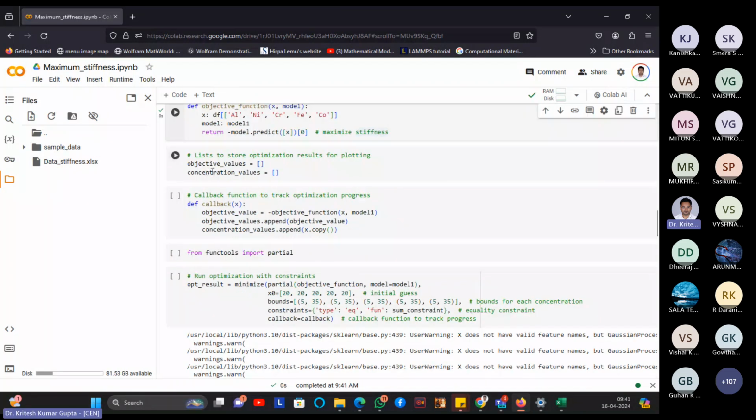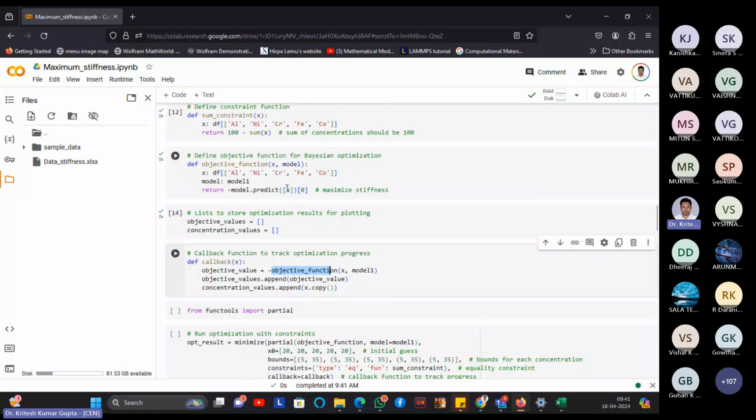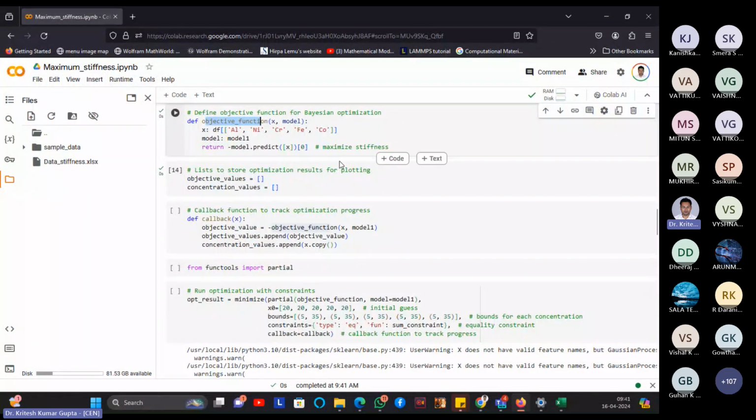Now I want to store some objective values and concentration values. Objective values means the stiffness values with each iteration, and the concentration of individual input features for those iterations, that I want to store in objective values and concentration values. Next, I want to define a function callback. This callback actually gives you the iterative approach. This objective value is the negation of the objective function, which we have defined here, right? Negation is again used to maximize stiffness.